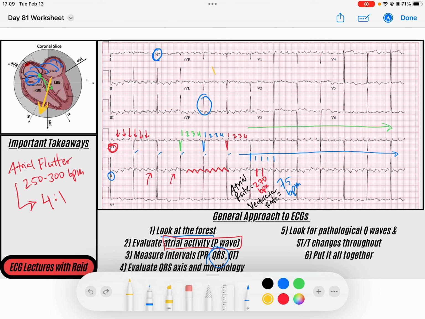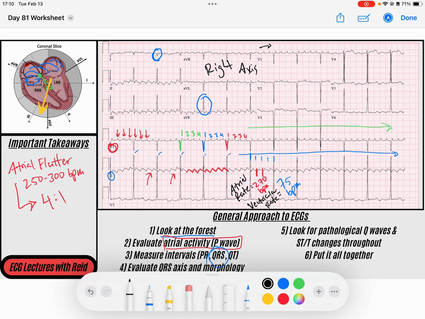Let me do it in a different color. Maybe we've got our axis kind of shifted to the right. So we've got some right axis movement here. And what can cause right axis changes? Well, we know maybe right ventricular hypertrophy. I don't see that here. V1 in RVH is going to have a tall R wave. I don't see that, so no RVH.